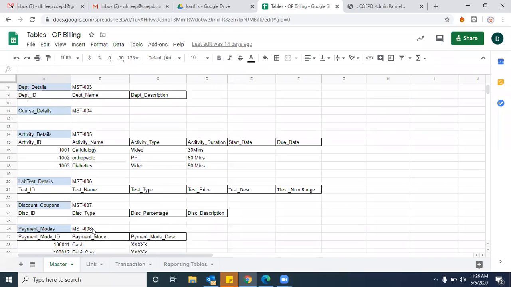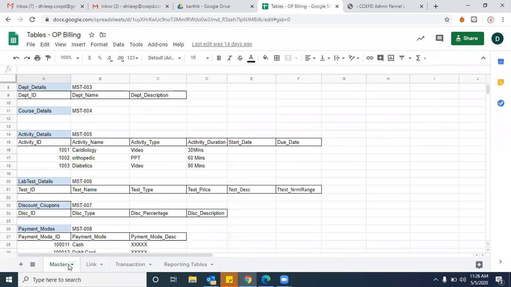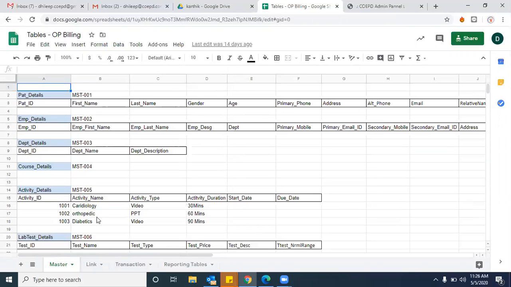I'll open just a second. Possibly... which table are you talking about? Transaction, link, or master? Either of these tables. It might be transaction, or it might be master, or it might be link as well. Okay, so where are we maintaining this username and password, guys?